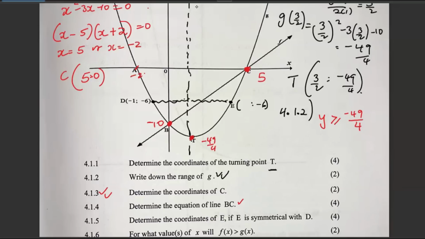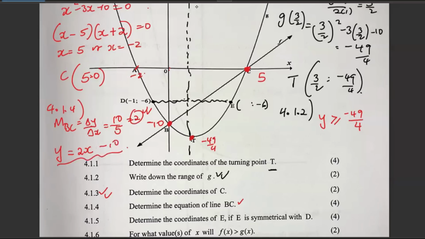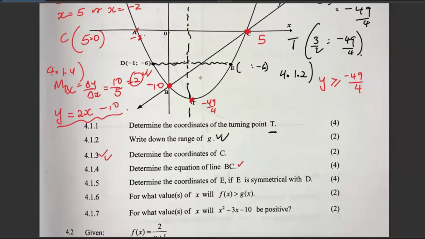Okay, so 4.1.4, let's get the gradient of BC, which is change in y over change in x. That's going to be 10 over 5, which gives us 2. So our gradient is 2, and then our equation is going to be y equals 2x, and the y-intercept is -10. That's why I'm asking, why is it 4 marks? It looks like a lot. Then 4.1.5, we must get the coordinates of E if E is symmetrical with D.